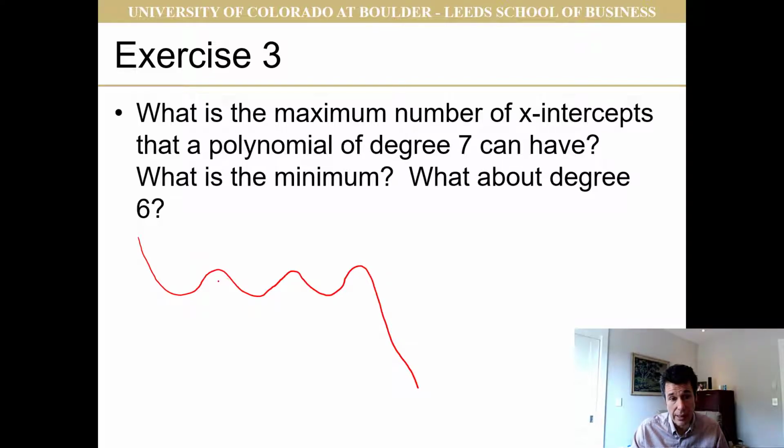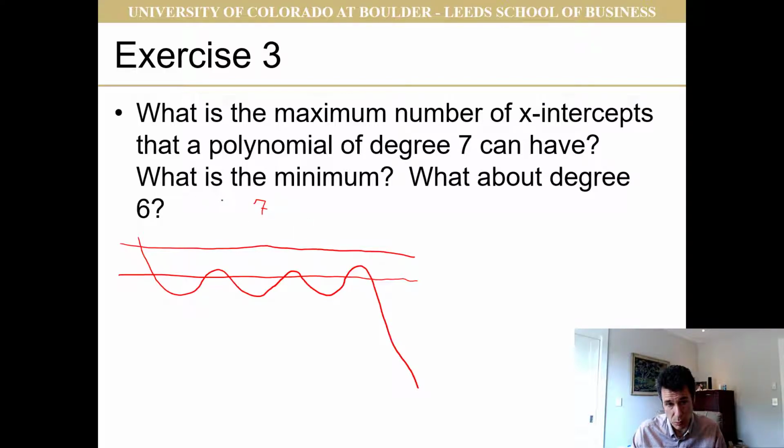Now, the most x-intercepts is going to be when the x-axis is somewhere here. And we've got 1, 2, 3, 4, 5, 6, 7. So the maximum number for a polynomial of degree 7 would be 7. The minimum number, let's say the x-axis were here. The minimum number would be 1. And so the number of x-intercepts that a polynomial of degree 7 can have is somewhere between 1 and 7.